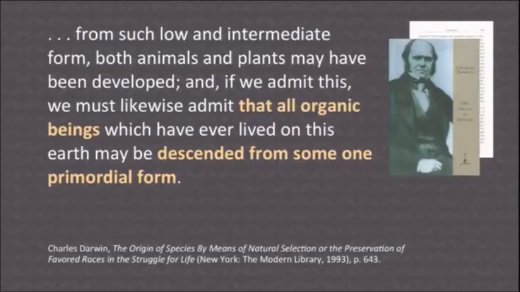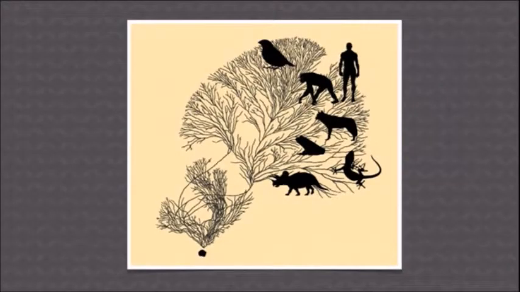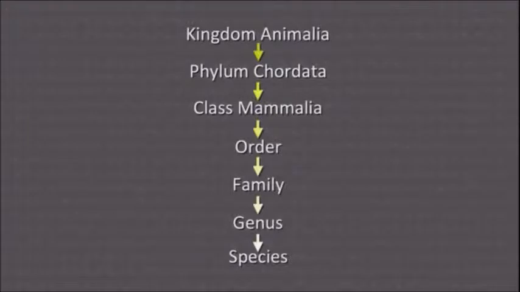But you see, Darwin wasn't just thinking about species. Darwin had a much bigger picture in mind. When you look at The Origin of Species and read that book, you'll find he made this statement: "From such low and intermediate form, both animals and plants may have been developed, and if we admit this, we must likewise admit that all organic beings which have ever lived on this earth may be descended from some one primordial form." So he had in mind what we today know as an evolutionary tree of life, that all life has arisen from some primordial form.